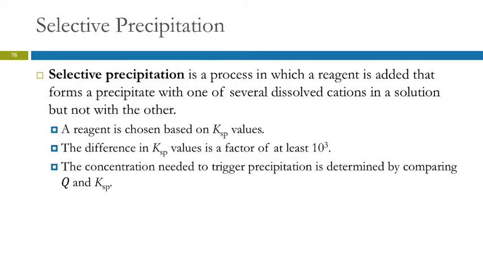And we can identify what concentration is needed to trigger precipitation by comparing Q with KSP. So if Q is smaller than KSP, then precipitation will occur, right?